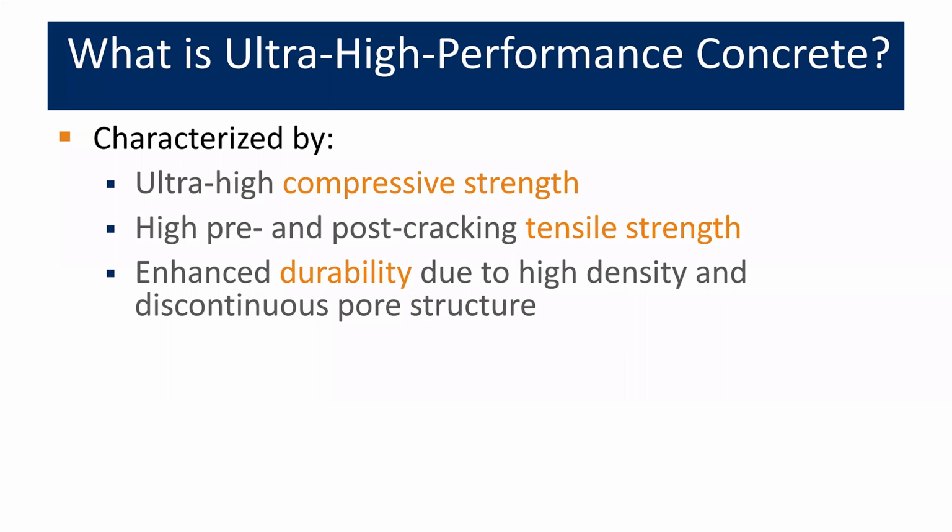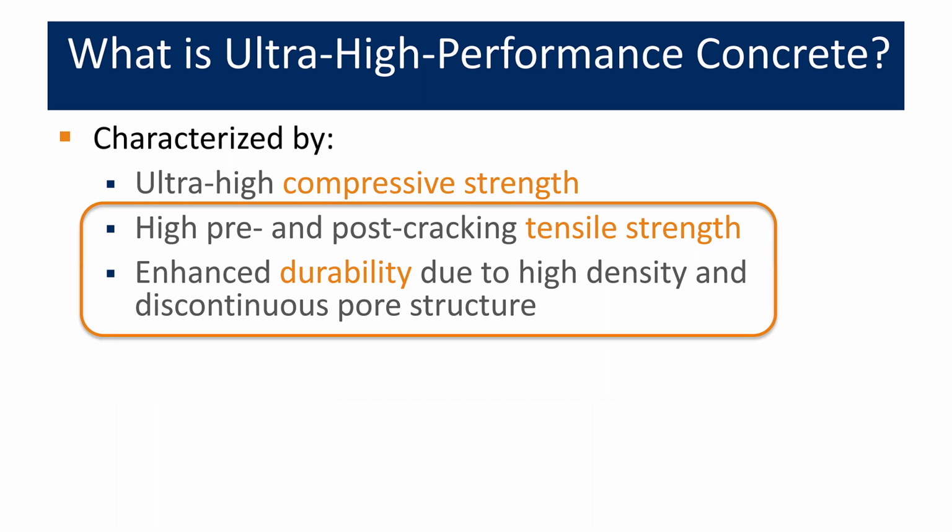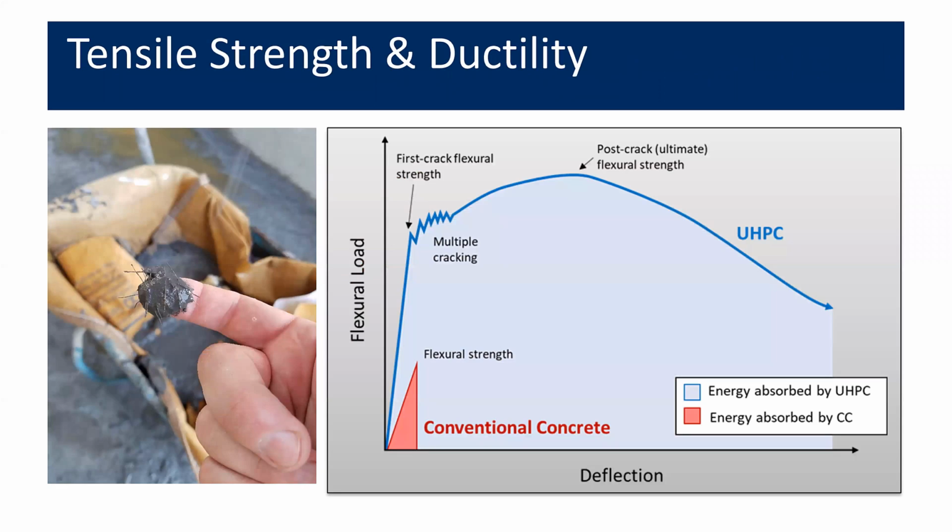So ultimately, how does it behave? Well, UHPC is characterized by an ultra-high compressive strength, but also high pre- and post-cracking tensile strengths. And beyond that, due to the high density and discontinuous pore structure, we've got a significantly enhanced durability possible with this material. So the two types of performance that really make UHPC different from concretes that have been used historically are these last two, the tensile strength and the durability. I'm going to get into each one of those individually here.